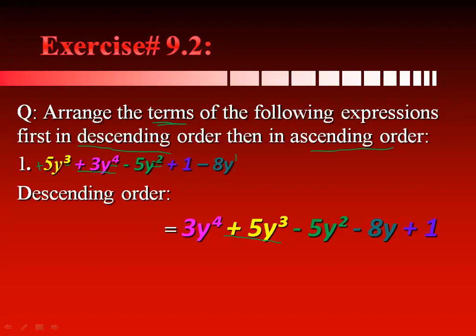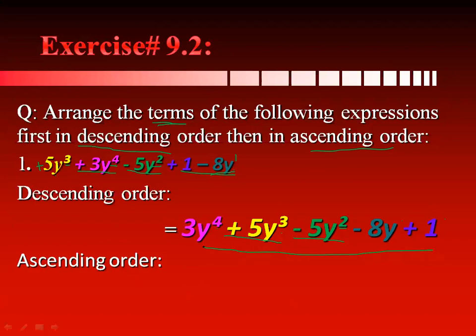Next you have y squared, then you will write minus along with the sign, and you will write minus 5y squared. And then if you look at these two terms, here the power is 0 and here the power is 1. So you will write this one first, minus 8y, and the last one is plus 1. So here 4, 3, 2, 1 and 0. So this is the correct descending order of any algebraic expression, and you have to arrange the algebraic expression with respect to their powers.